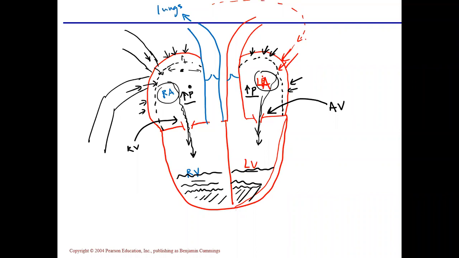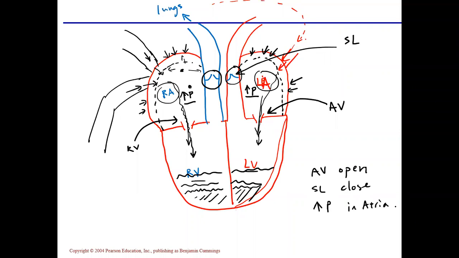At this particular point, these are the SL valves. There are two of them, one here and one there. The SL valves are closed. So during this event, we can summarize it as: AV valves are open, SL valves are closed, pressure in the atrium increases, and the volume is decreasing in the atrium.